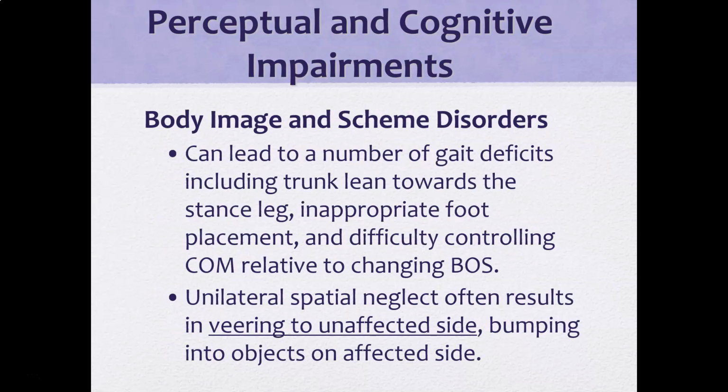Perceptual and cognitive impairments. What about body image and scheme disorders? Can lead to a number of gait deficits, including trunk lean towards the stance leg, inappropriate foot placement, difficulty controlling center of mass relative to changing base of support. Unilateral spatial neglect often results in veering to the unaffected side, bumping into objects on the affected side. So if they can't see on the left side, they'll bump into objects on the left side.